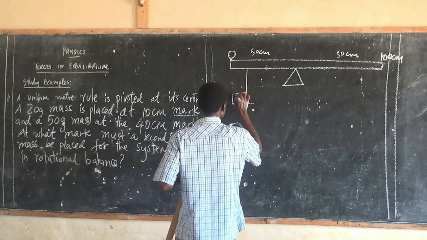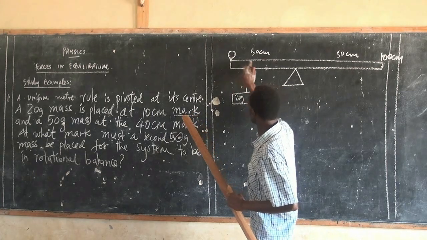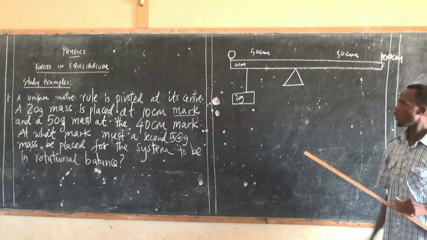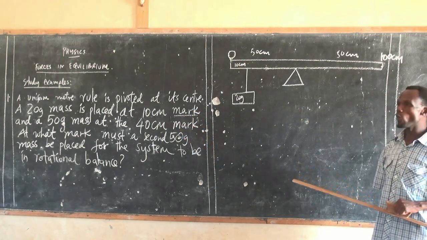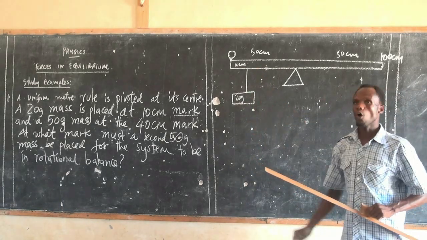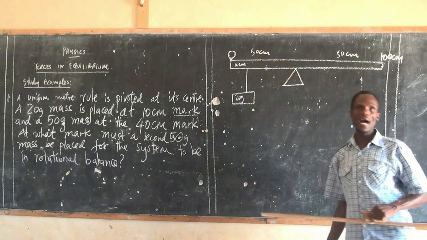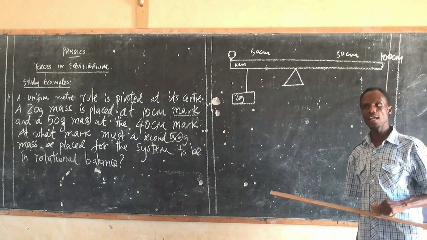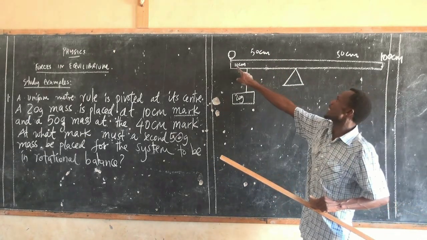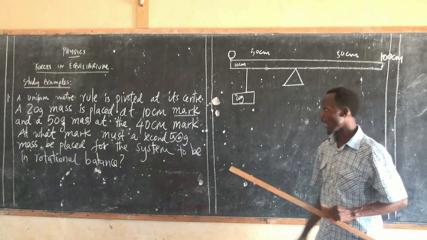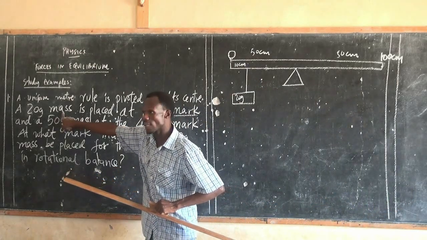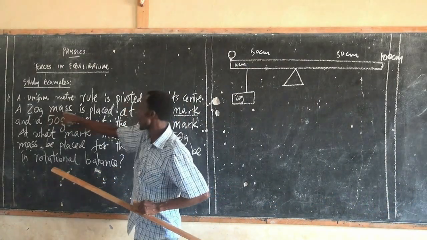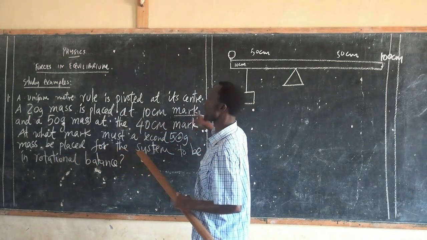of 20 gram. From here up to here, 10 centimeter was placed. You can define whether you hang it or you place it on top, no matter how the situation is. What matters is that you have placed it at the 10 centimeter mark. That is the second statement: a 20 gram mass is placed at the 10 centimeter mark.